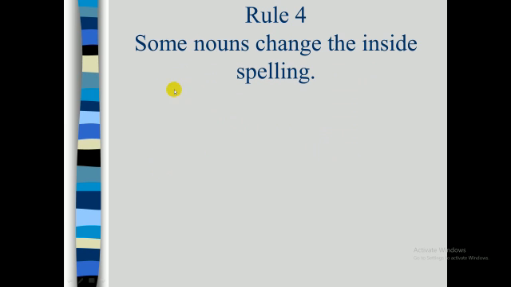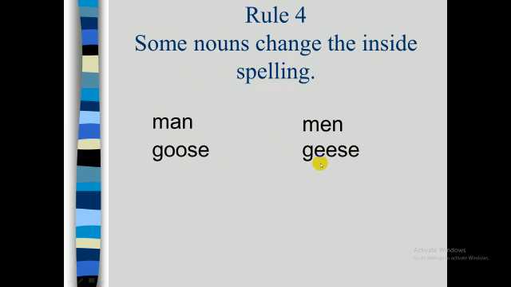Okay, rule number 4. Some nouns change the inside spelling. What do we mean by this? For example, number 1, man, men. Singular, man, plural, men. Goose, geese. Mouse, mice.